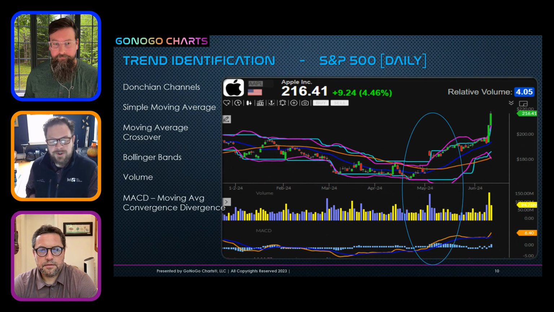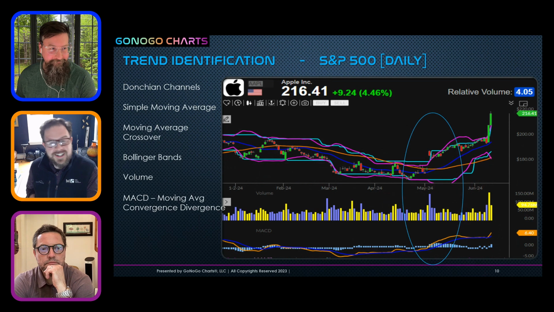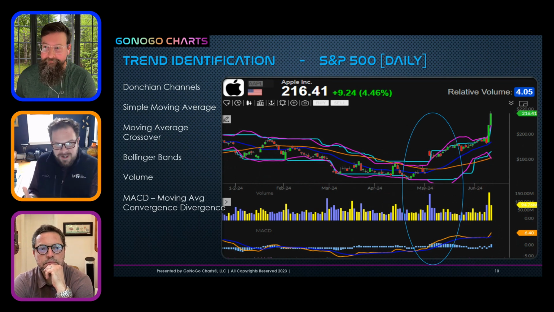Our good friend Walter Deemer, past president of the CMT Association, said, when the time comes to buy, you won't want to. And that is the nature of being a contrarian investor, using technical analysis to spot opportunities when everybody else is running for the hills, or to spot risk when everybody else is euphoric, right?